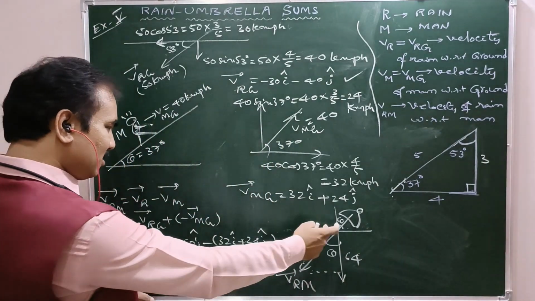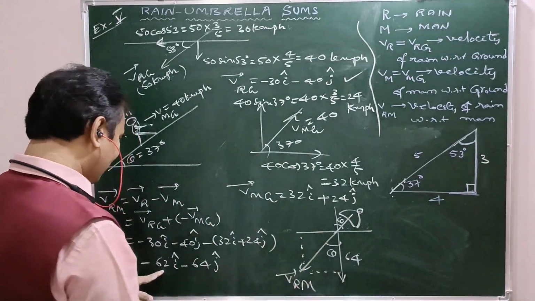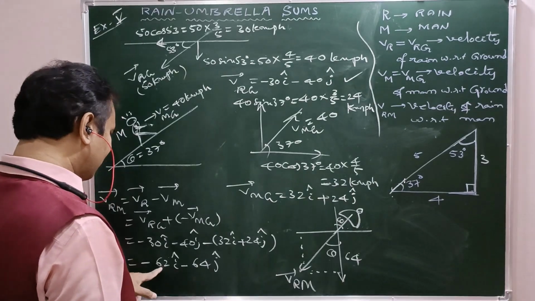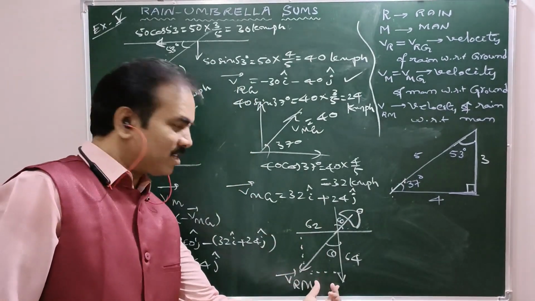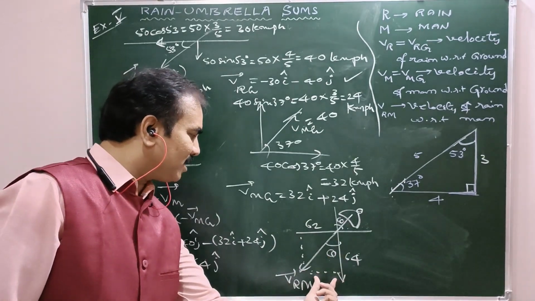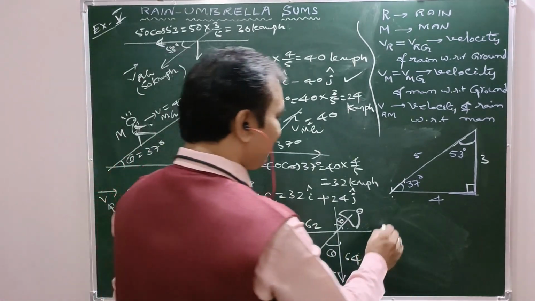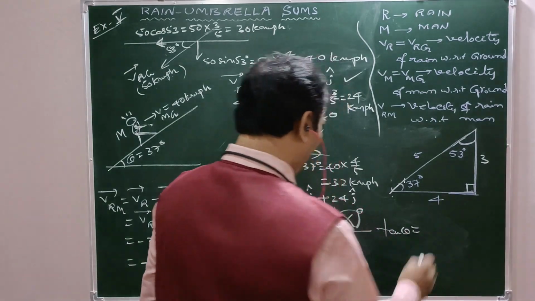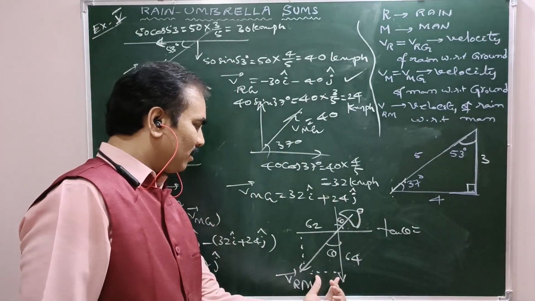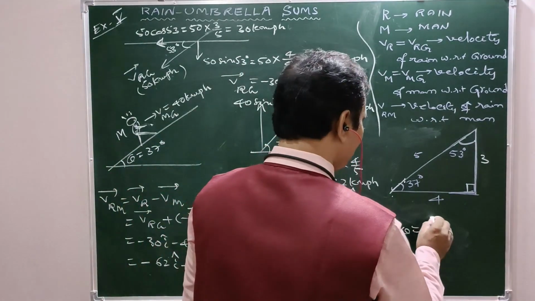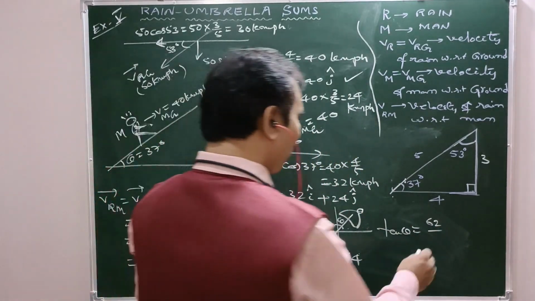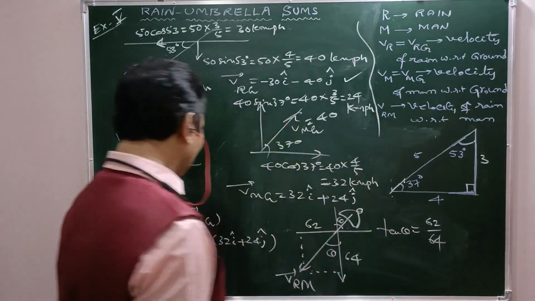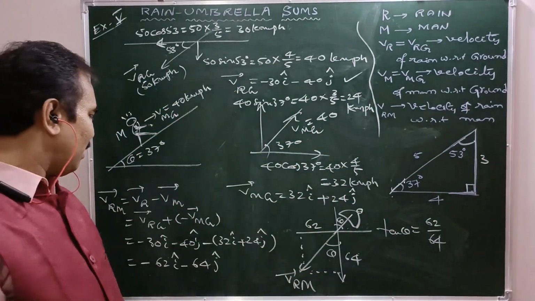Adjacent component is this component, opposite component is 62. That is tan theta equal to opposite side by adjacent. What is opposite here? 62. So tan theta equal to opposite side 62 by adjacent side 64. Right? Opposite side by adjacent side.